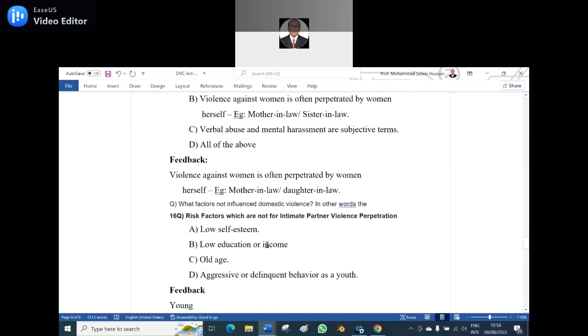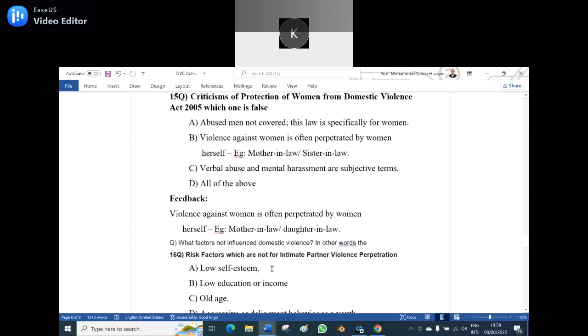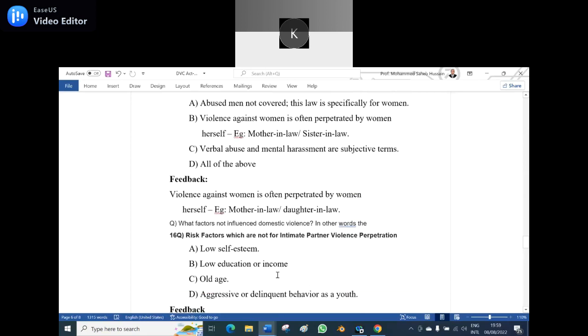Next question. It's the same thing. The 16th, you read both. Which are not risk factors for intimate partner violence perpetration? Option A, low self-esteem. Option B, low education and income. Option C, old age. Option D, aggressive or delinquent behavior as a youth.